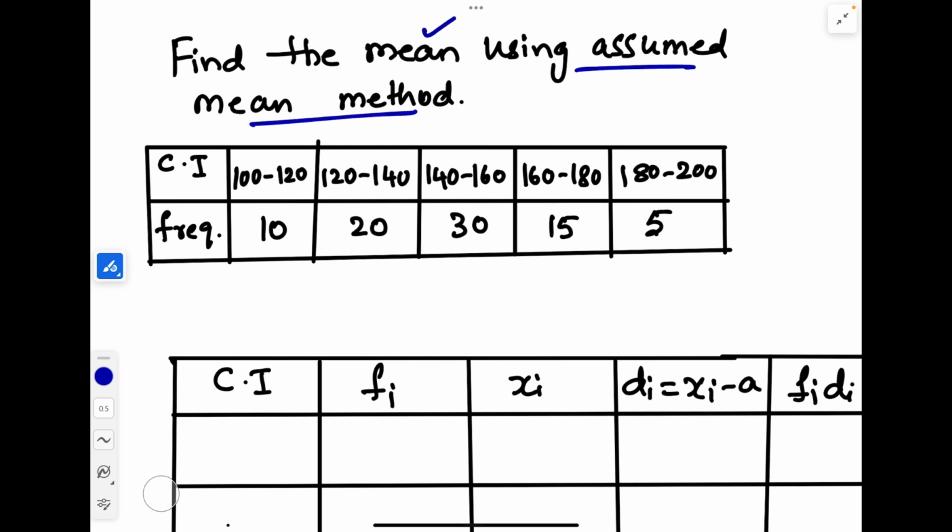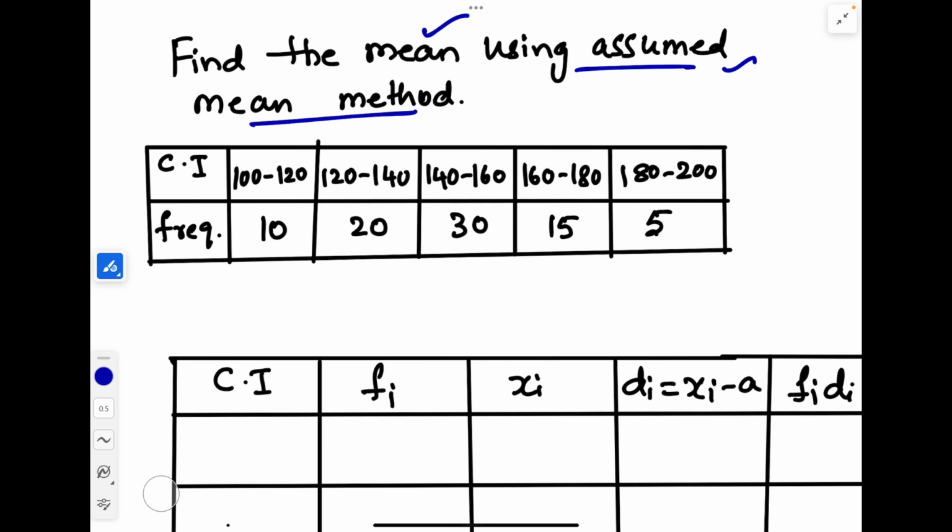Children, there are three methods for finding the mean in class 10: direct method, assumed mean method and step deviation method. We have already completed the direct method. If you have not seen that video, go to my channel, go to the class 10 statistics playlist and you can watch that video.